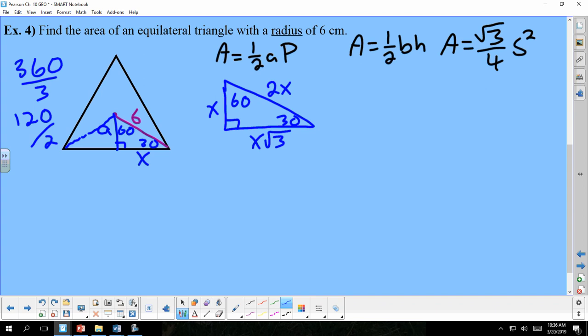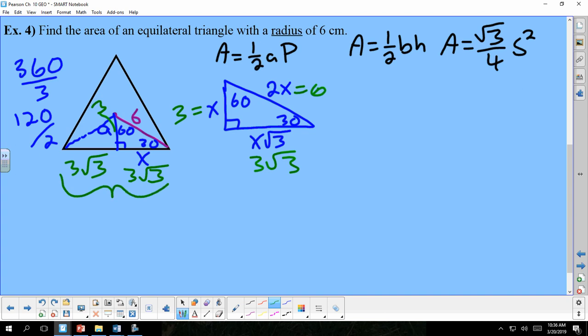And remember our 30, 60, 90 triangles. We have that special pattern. We have the short leg is x, the hypotenuse is twice the short leg, and the long leg is the short leg times the square root of 3. So what I'm given here is this one. So that's 6. So x must be 3. So there's my apothem. And then half of the side is going to be 3√3. So a side length here is 3√3 plus 3√3, which is 6√3. And I have an apothem of 3.